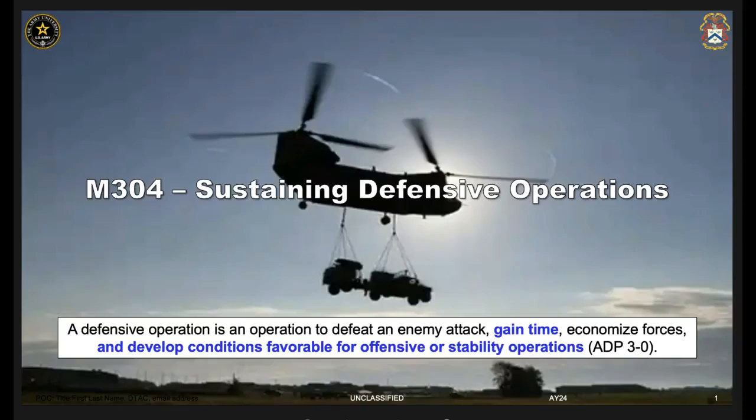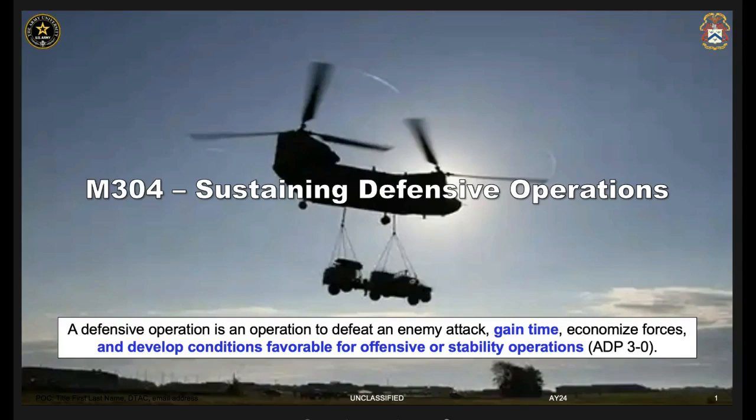The United States Army consistently adapts and excels in the ever-evolving landscape of modern warfare. Today's lesson represents a crucial part of this adaptation process. During the M300 block, we focused on supporting large-scale combat operations and effectively executing defensive operations at the division level.